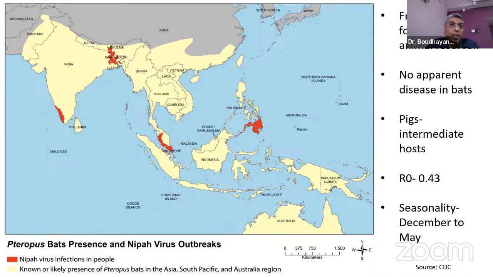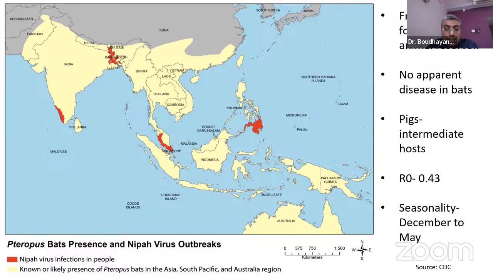The R naught, that is the infection rate from one person to another, is 0.43. From our COVID experience, we all know that COVID has an R naught of almost 2 to 3, so it has a high potential of developing into a pandemic. But for Nipah, there is little chance of a pandemic, because R naught is less than 1. For any disease with an R naught of less than 1, there is less chance of developing an epidemic or pandemic. So we might see certain spots or huge numbers of cases in a certain locality, but ultimately it may not develop into a pandemic.